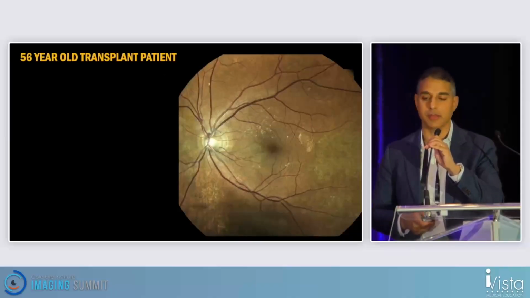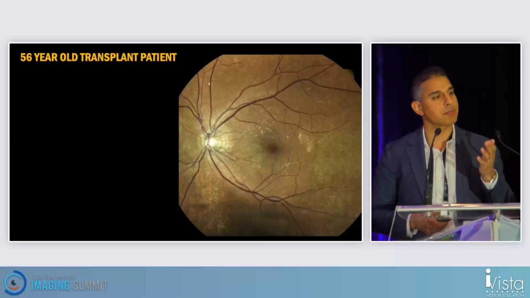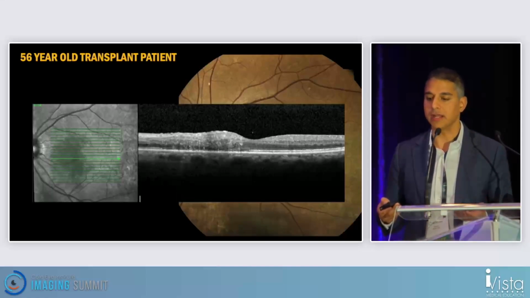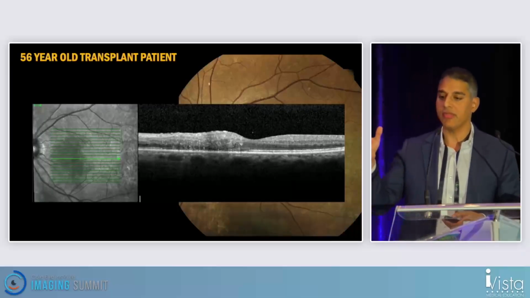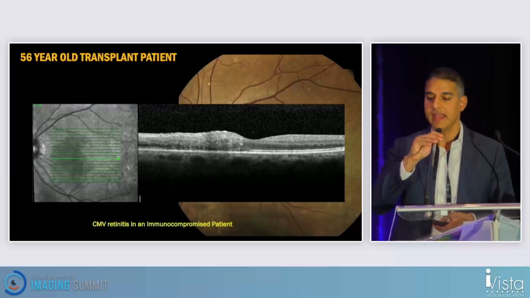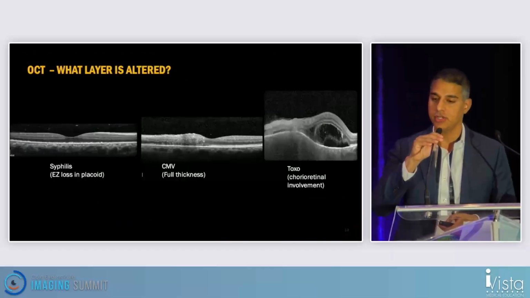This one's a little harder though. 56 years old, transplant patient, comes in with a temporal scotoma. The fundus photo doesn't really show a whole lot, but when you look at the OCT, all of a sudden you see this full thickness disruption and hyperreflectivity just nasal to the fovea. And this is a case of CMV retinitis in an immunocompromised patient.